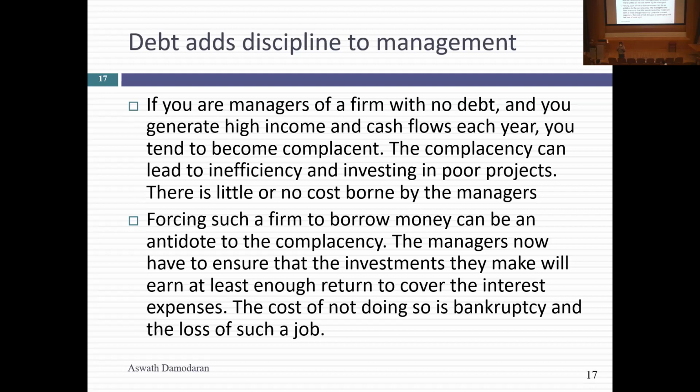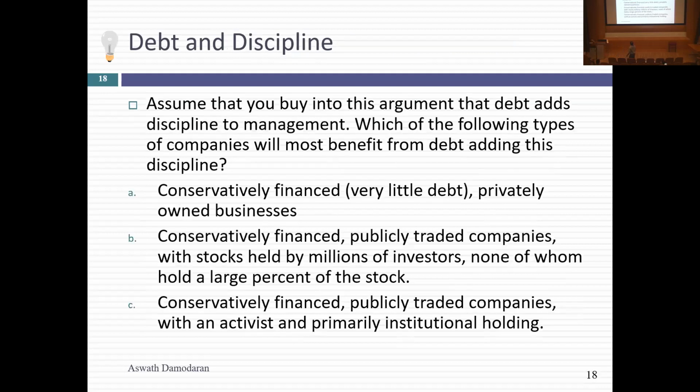But that's the added discipline argument. Let's say, I'm going to give you 3 groups of companies. And I want you to tell me in which of these 3 groups the added discipline argument would be a good one to make for that company borrowing money. When I say conservatively financed, basically these are companies that are primarily equity. Right now, none of these companies have debt. The first is companies with very little debt, but they're privately owned.